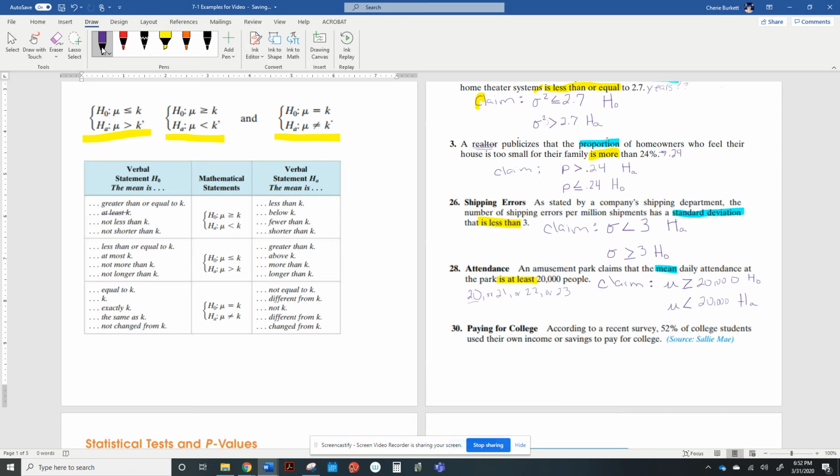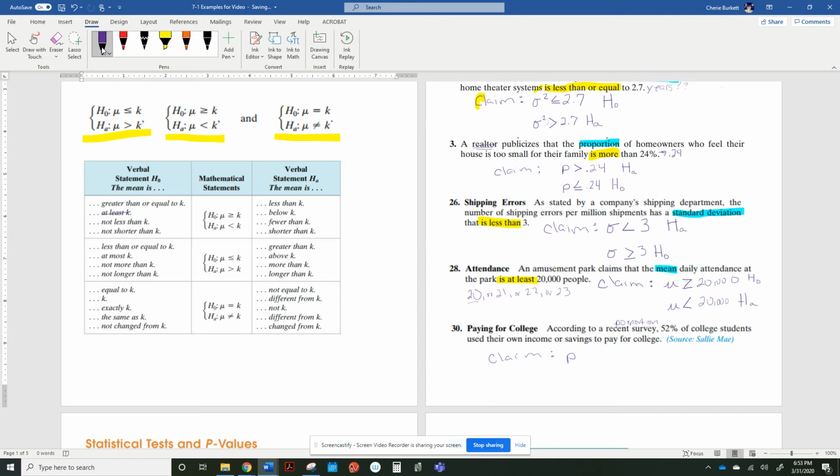All right, the last example, and then I'm going to stop this video before we move on. According to a recent survey, 52% of college students, that gives me a percentage right here. That means I'm dealing with a proportion. This is a proportion. And since it's a proportion, my claim is the proportion.